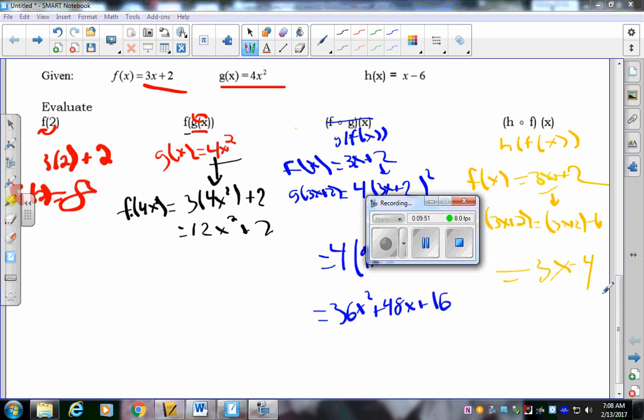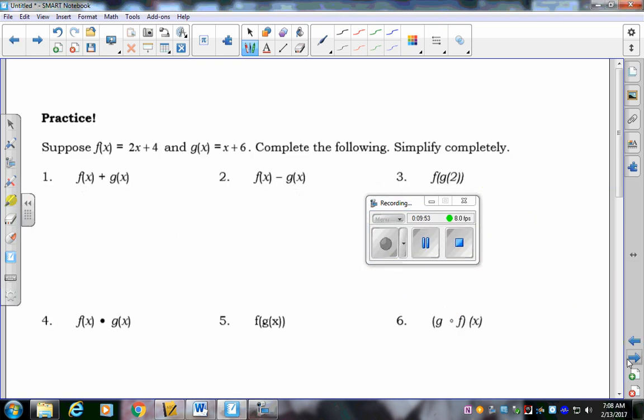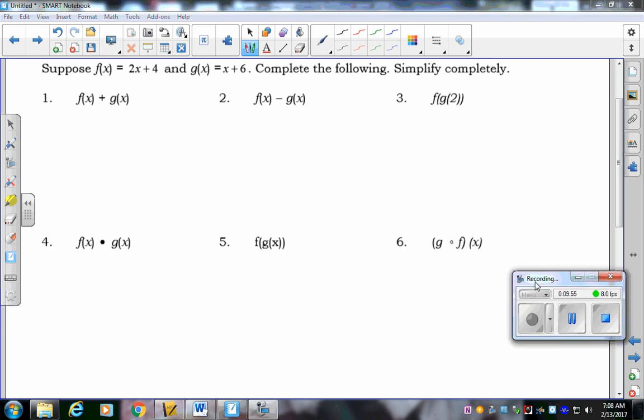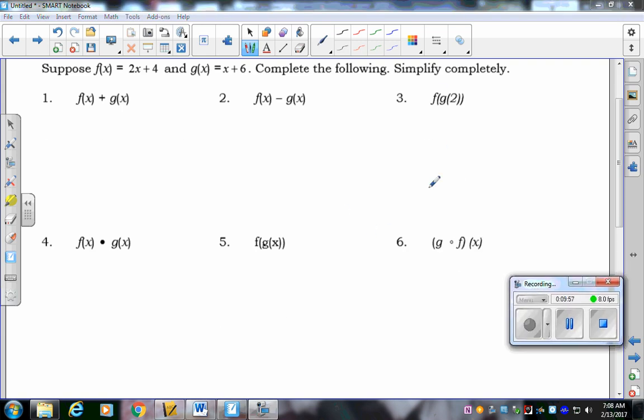Nothing too crazy. All right, there's 6 more problems on the back. I want you to pause the video and try them on your own. But before you do, how many of these are compositions? Just take a minute and look. Yes, only 3 of them are. Correct. It's number 3, 6, and 5.